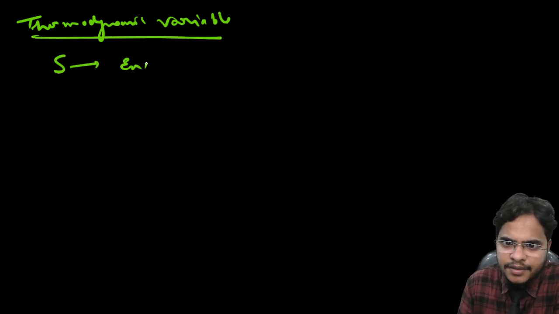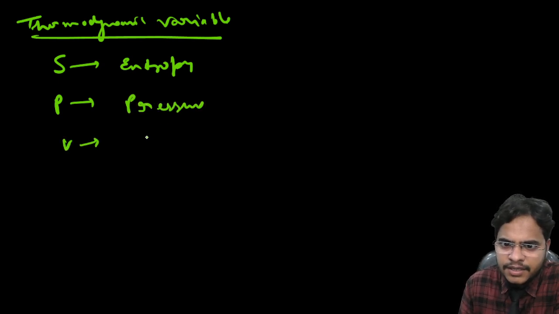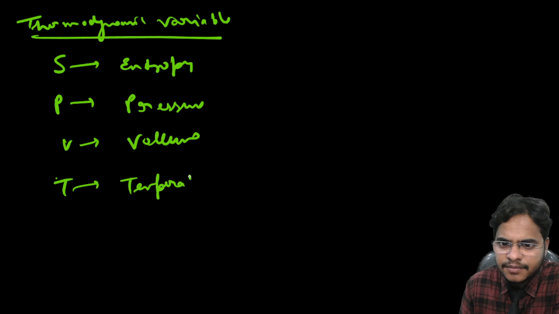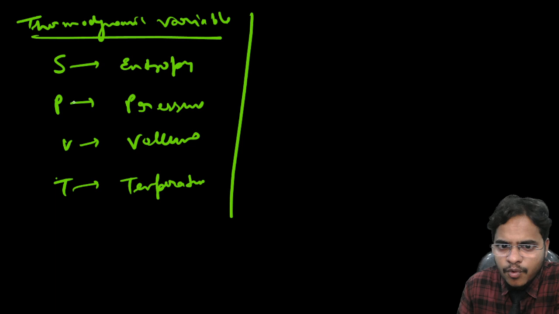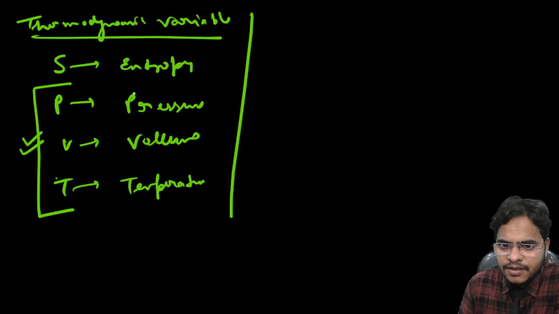We have thermodynamics variables. Thermodynamics variable means S. It is entropy. P stands for pressure. V stands for volume. T stands for temperature. We only have control in the laboratory of these 3 variables, and we have another, thermodynamics potential.